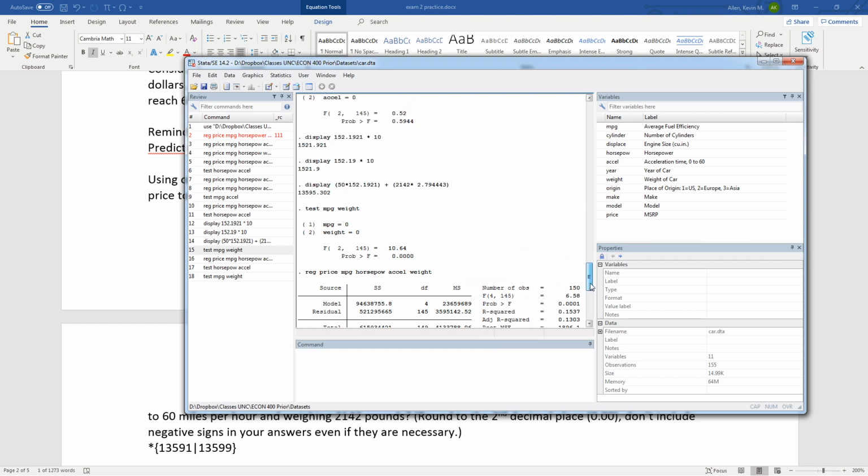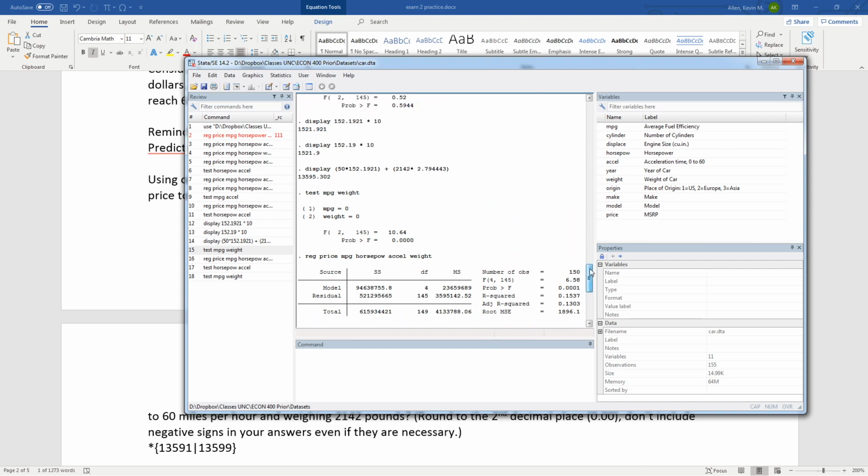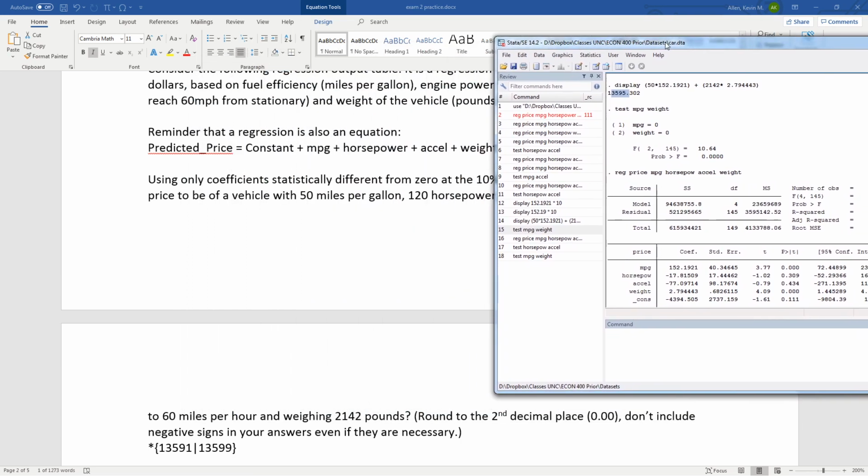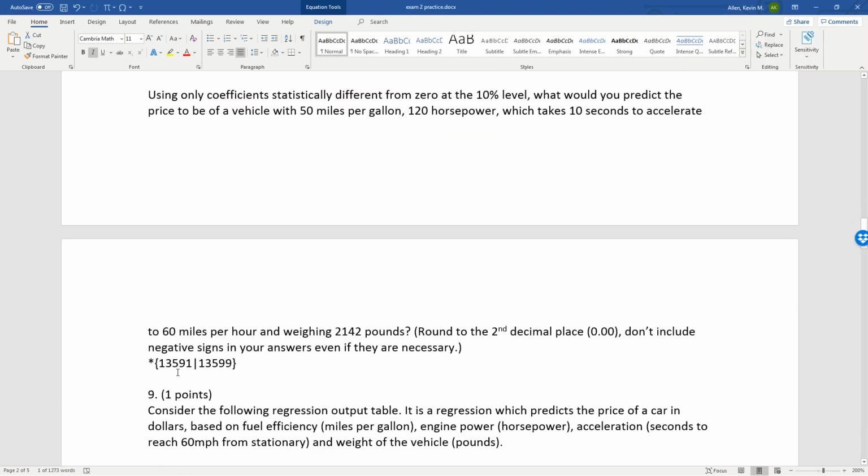And if I go back up here, see if I can get both of these on at the same time. This is how you get Stata if you're trying to use it. If you type display, you can do these sort of math functions in it. So display 50 miles per gallon times the coefficient for miles per gallon plus 2,142 pounds times the coefficient for weight. The answer is around 13,600 pounds, or the ratio that I actually used was 13,591 to 13,599.